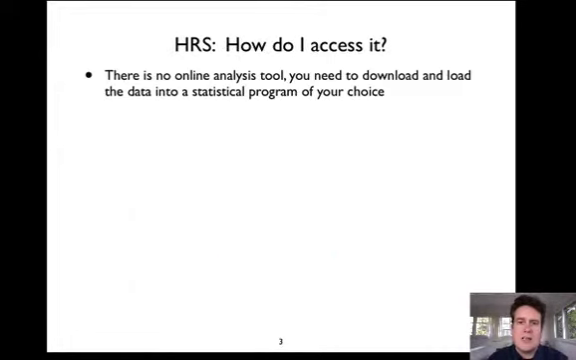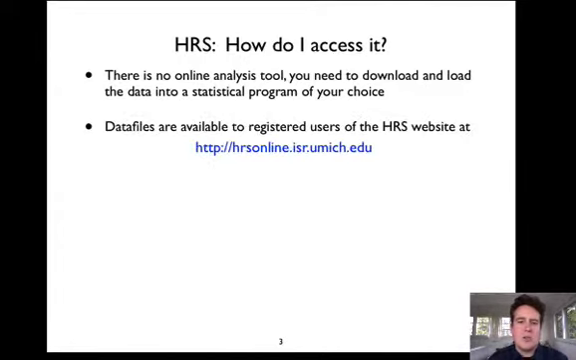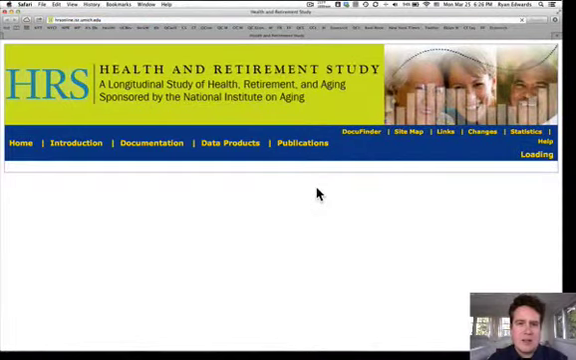Well, there is no online analysis tool like there is for some other types of data sets, such as the Integrated Health Information Survey, IHIS. Also, the census data you can usually analyze online. The HRS is not like that. You have to download it and load it into a statistical program of your choice. Data files are available to registered users at this website, and I'll click this here with my Mickey Mouse hand.